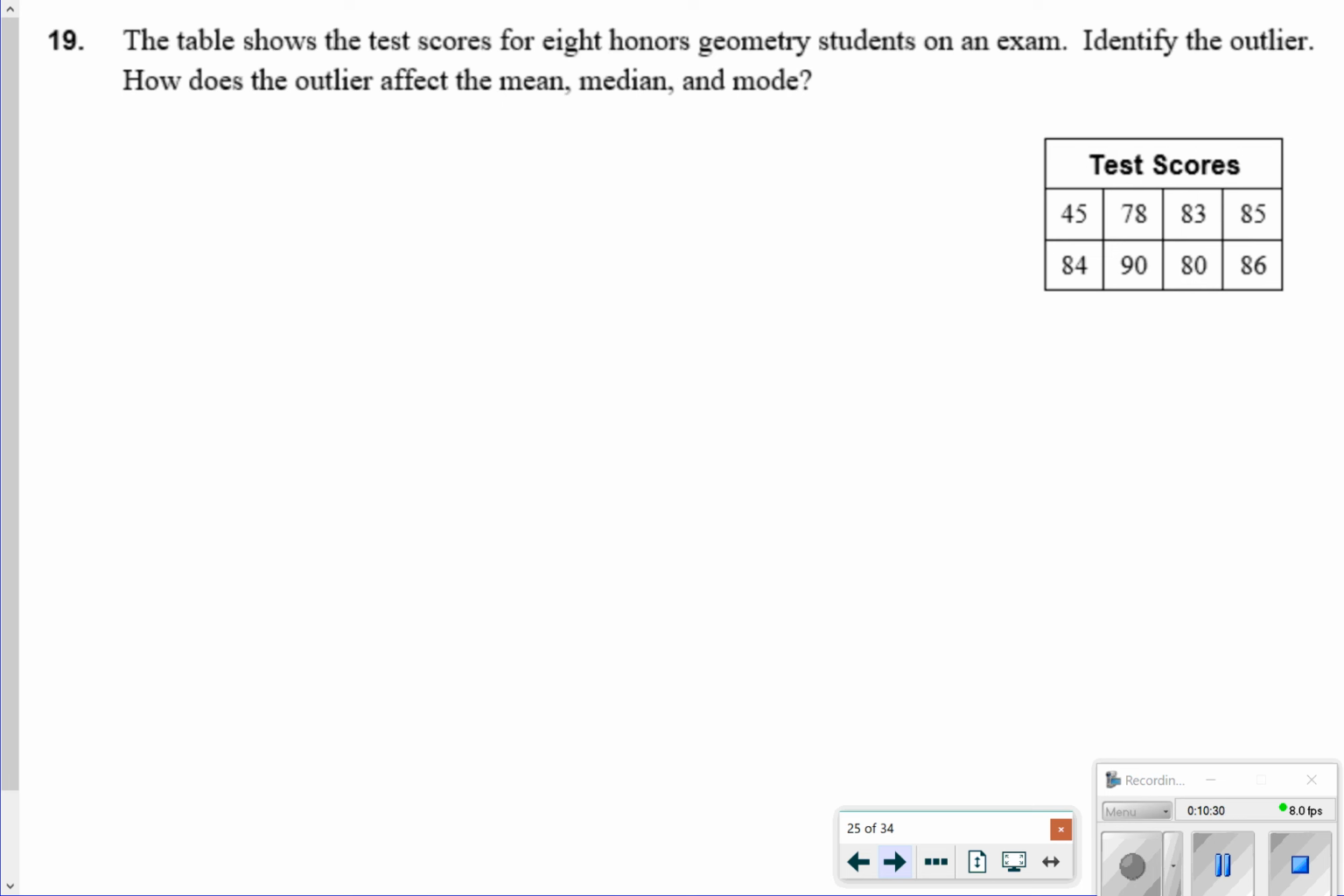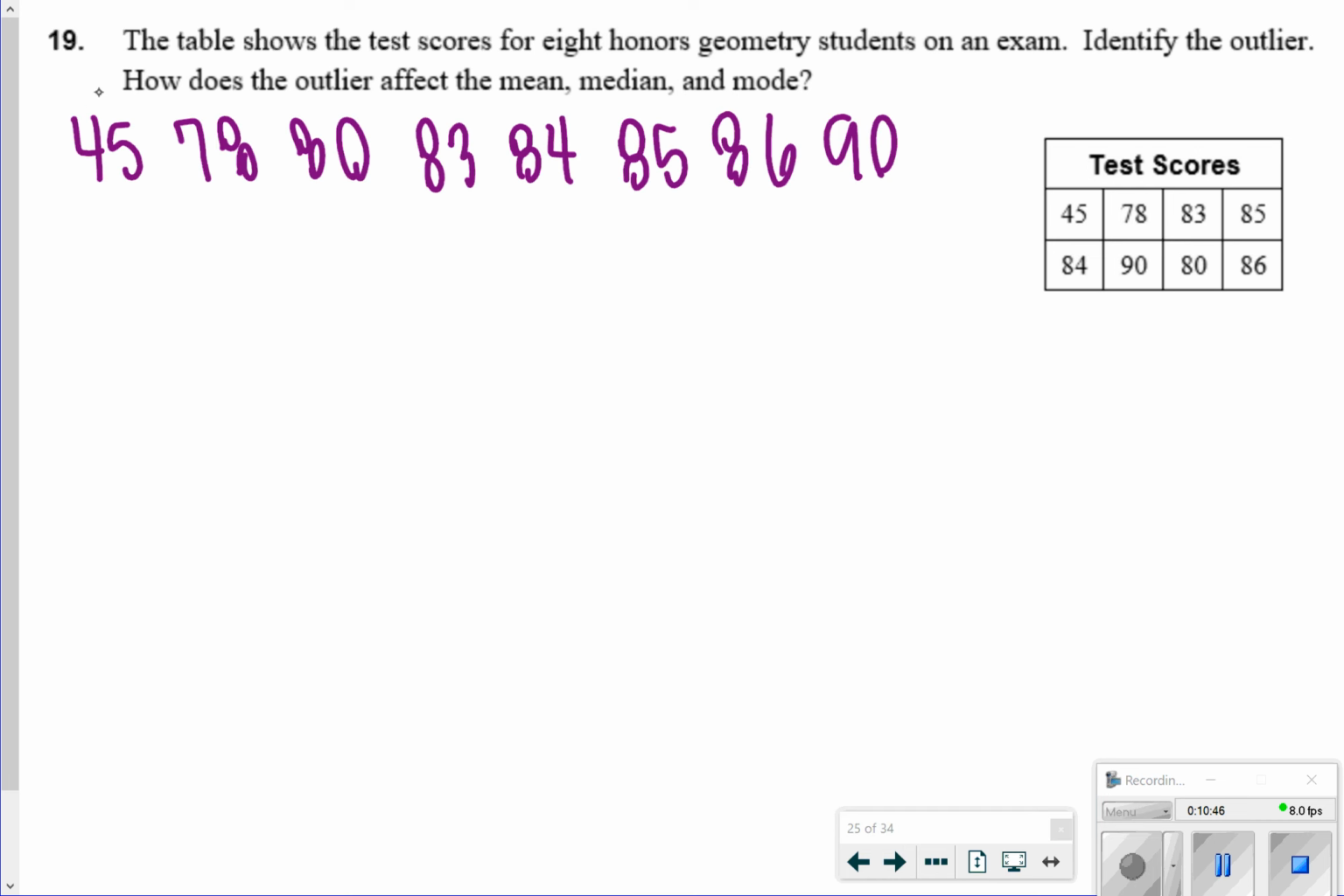Number 19, our last little page. The table shows the test scores for 8 honors geometry students on the exam. Identify the outlier, and then how does that affect the mean, median, and mode? So if we were to put these maybe in order just to see, you should notice that the outlier is 45.